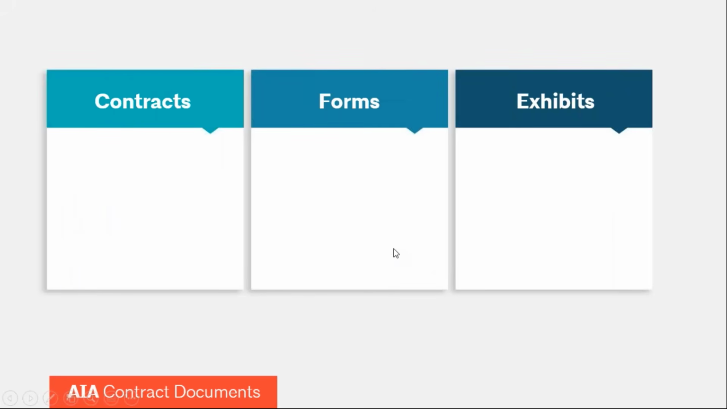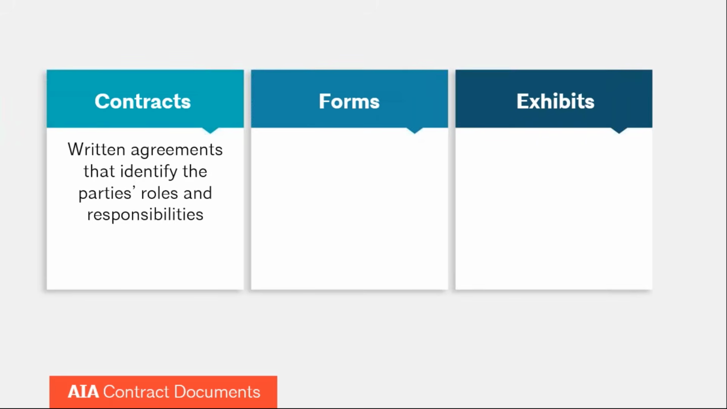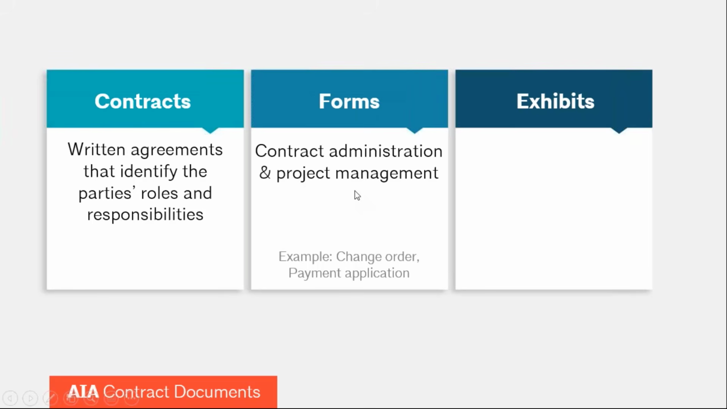So we have 3 types of contract documents available for purchase. This is why we're called AIA Contract Documents and not just AIA Contracts. So your contracts are the majority of the documents we offer. So these are just the written agreements that identify the parties' roles and responsibilities. Simple as that, stripped down definition. We also offer different forms that aid contract administration and project management. So that's your change orders, your payment applications. Many of our forms start with a G. There are a few other forms that we offer as well that Ben will be going through.